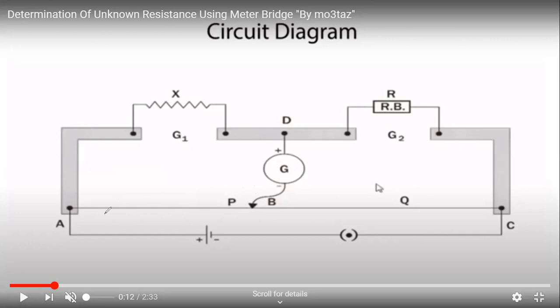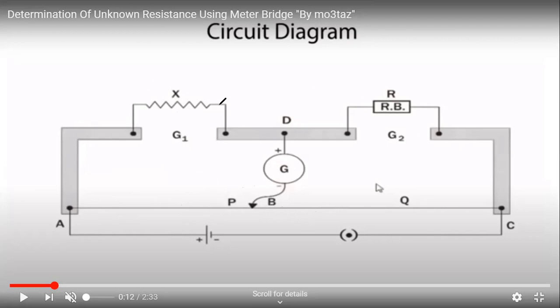It is the length of the meter bridge wire from the positive terminal to the balancing point. Actually, this is the positive terminal and this is the balancing point. So AB is the balancing length, that is L. The remaining length BC is 100 minus L.